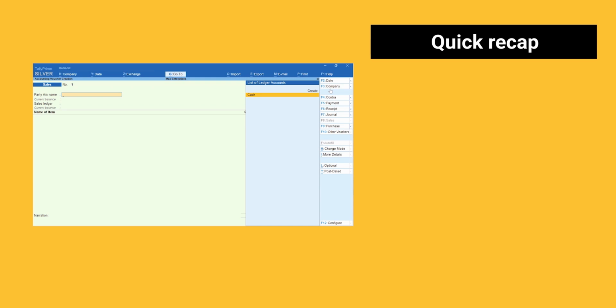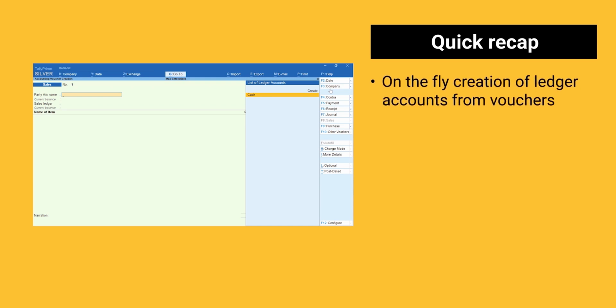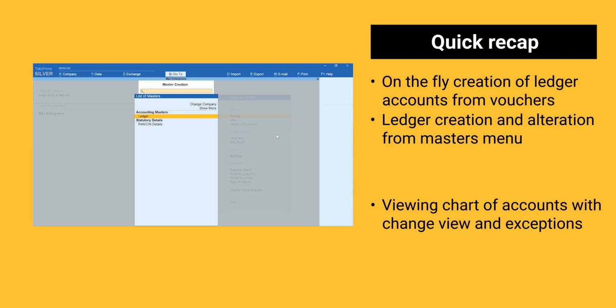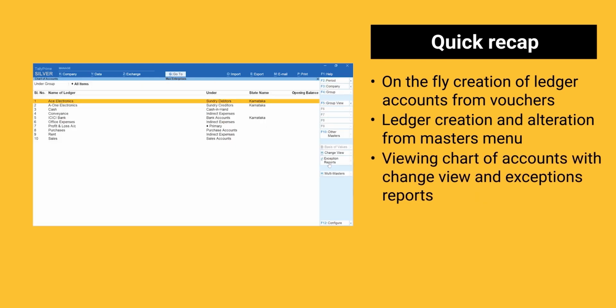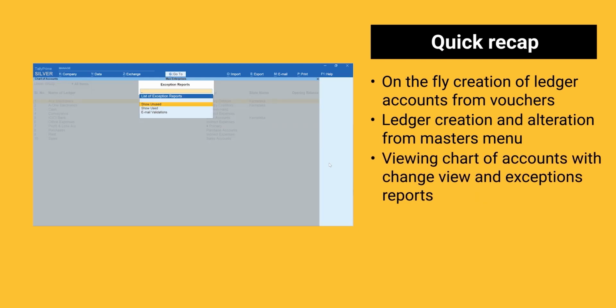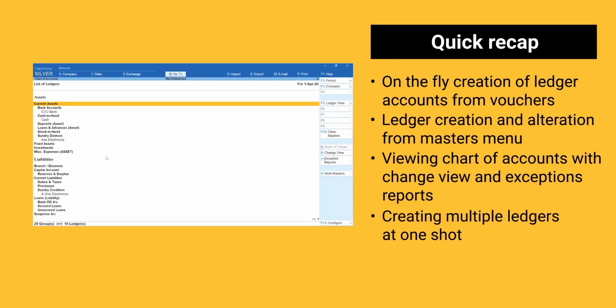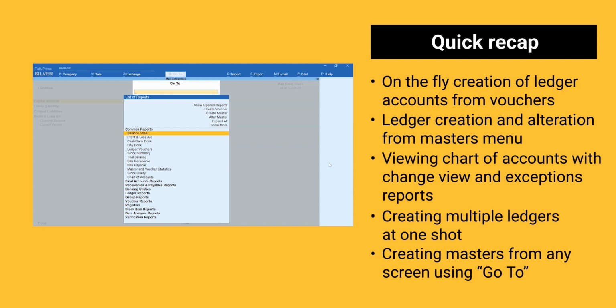Alright, here is a quick summary of things we learned. On-the-fly creation of ledger accounts from vouchers. Ledger creation and alteration from the Masters menu. Viewing Chart of Accounts with change view and exceptions reports. Creating multiple ledgers at one shot. Creating masters from any screen using GoTo.